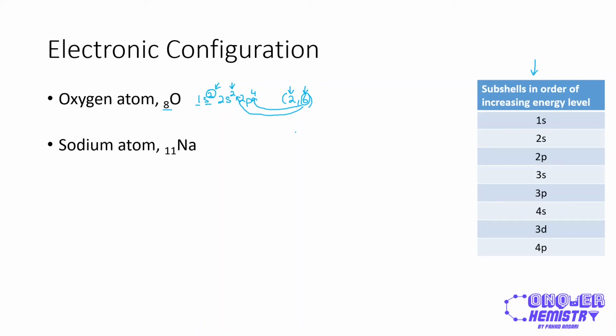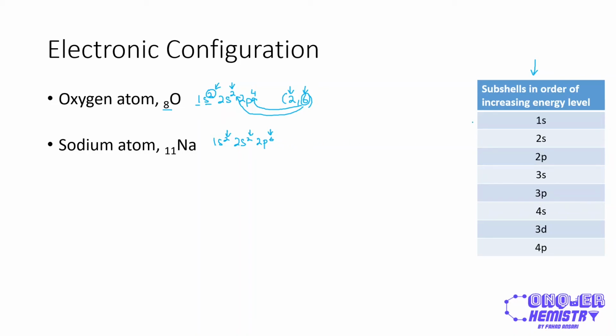As another example, we have the sodium atom. So its electronic structure or configuration or distribution would be 1s2, 2s2. Now we have 4 electrons assigned, 2p6. Now that gives us 2 plus 2 plus 6, that is 10. And we have 1 electron remaining.